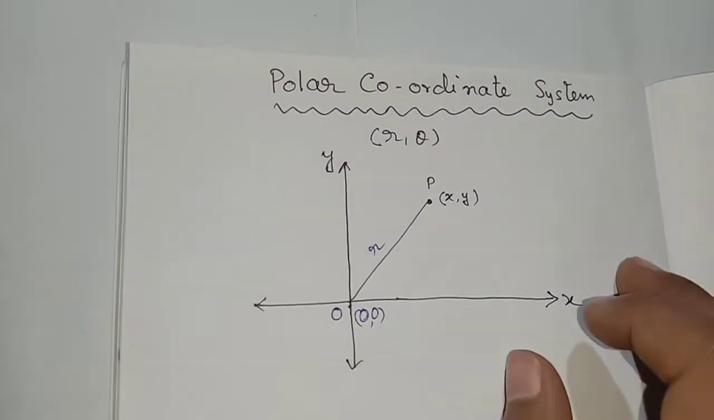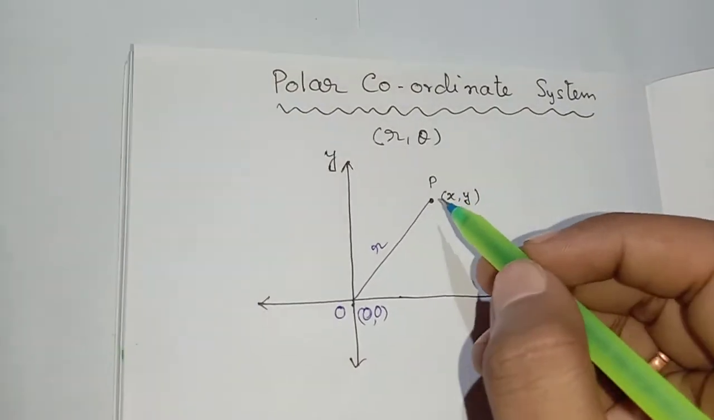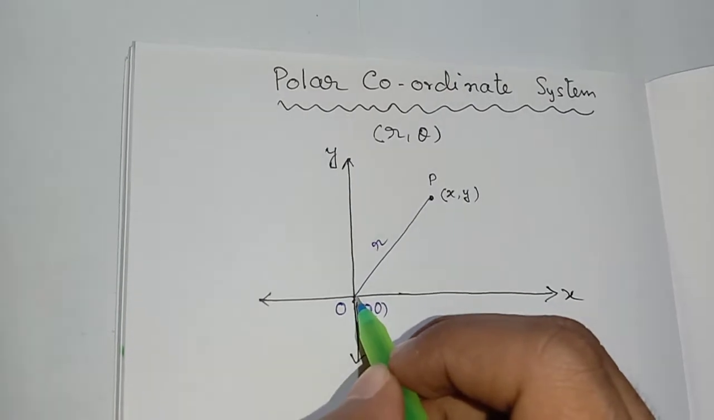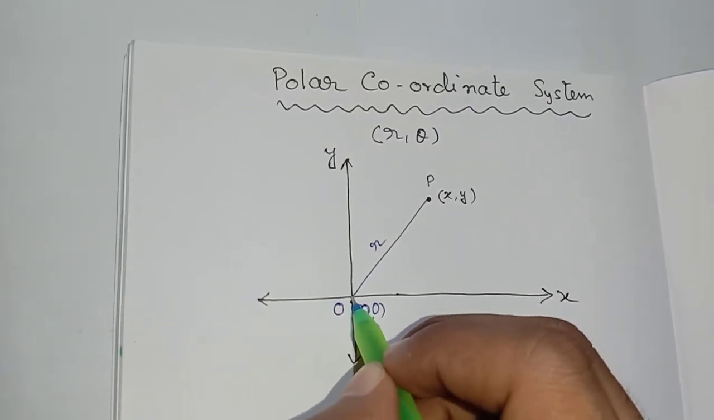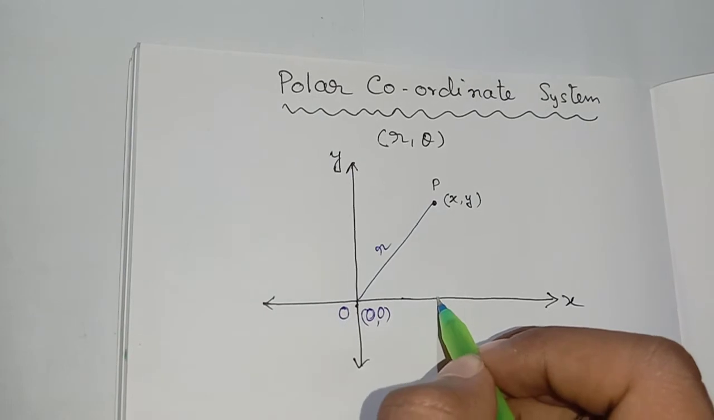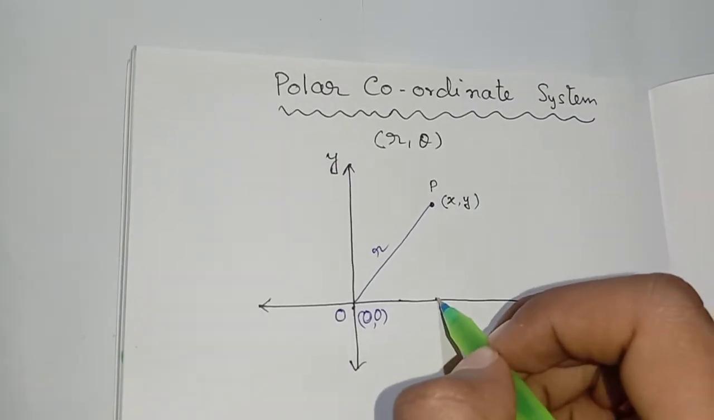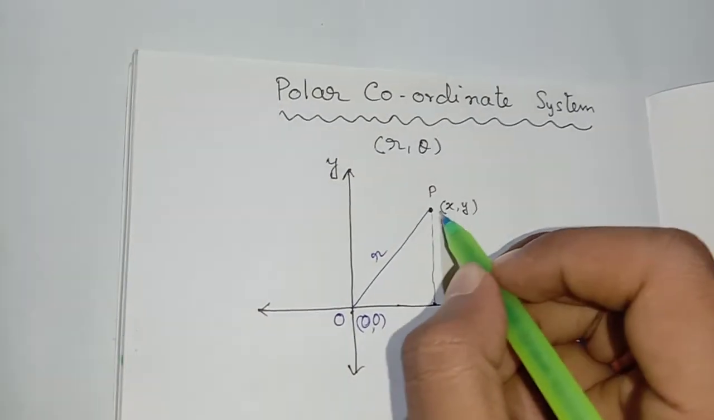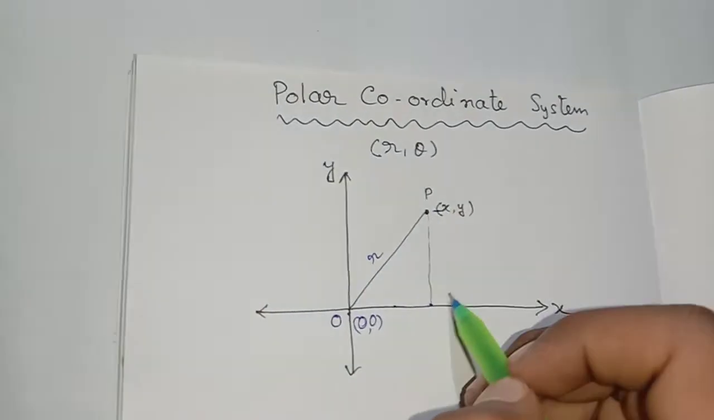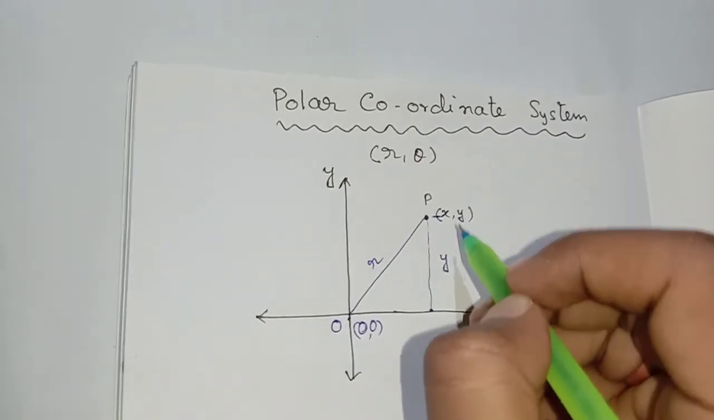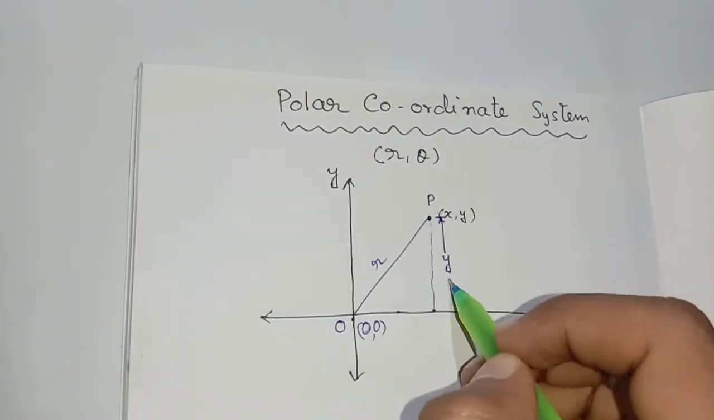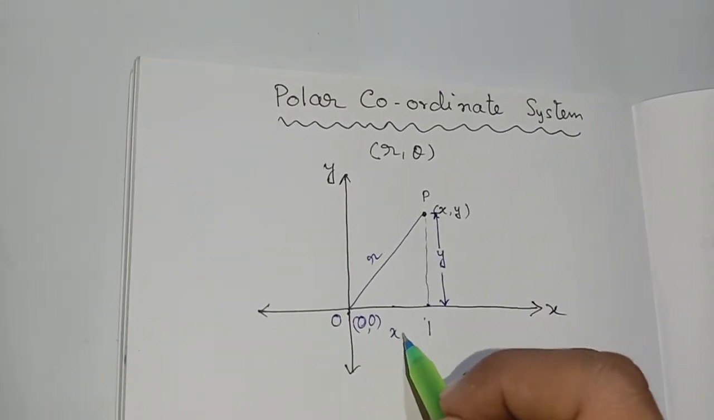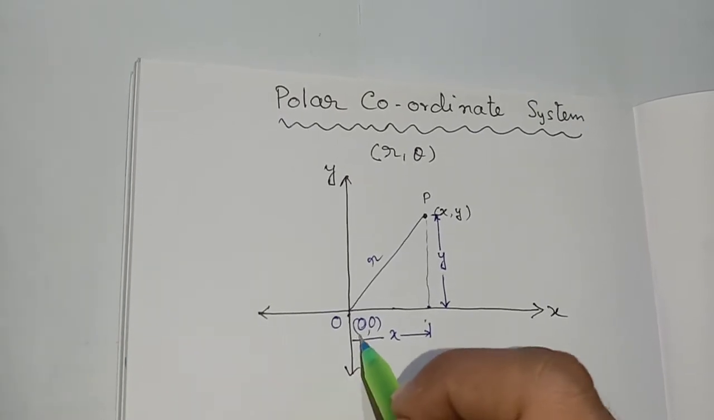Now if we have to reach the P point, how can we reach P? First of all, we have to go along the x axis and then we have to go corresponding to the y axis. So this distance is the y distance and this distance is the x distance.